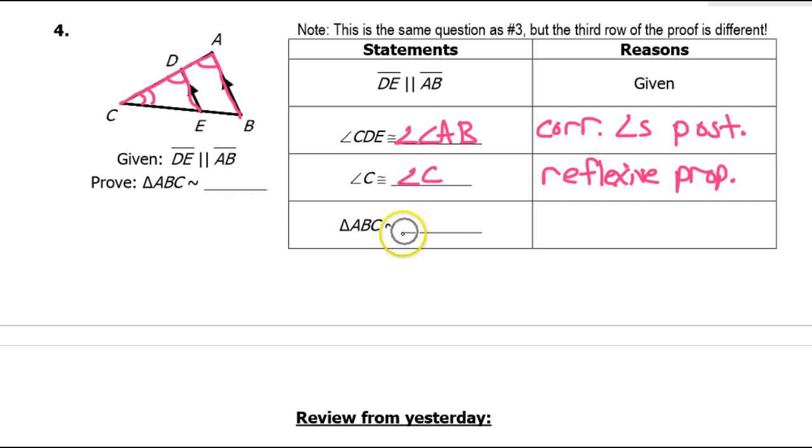So once again, I can say triangle ABC is similar to triangle DEC. Okay, and again, it's going to be angle similarity. We're getting a lot of use out of good old AA similarity.